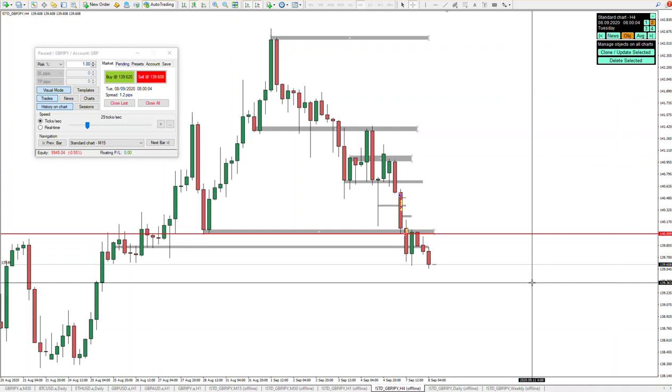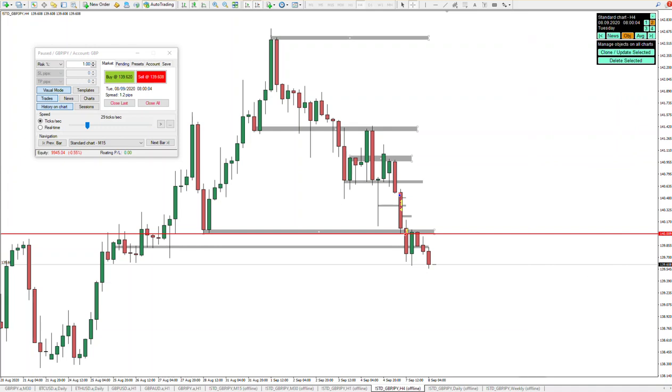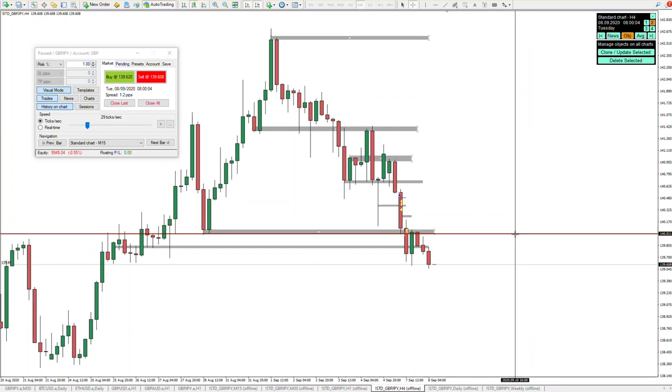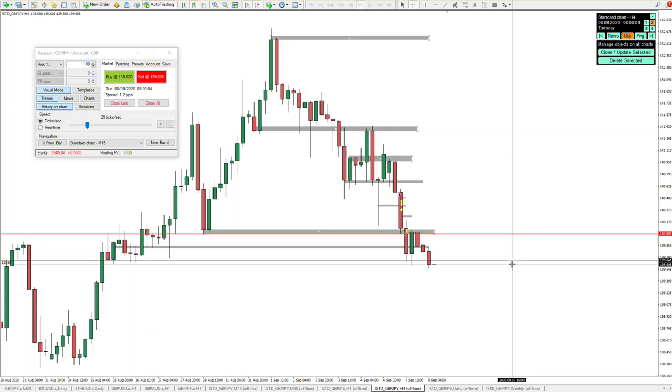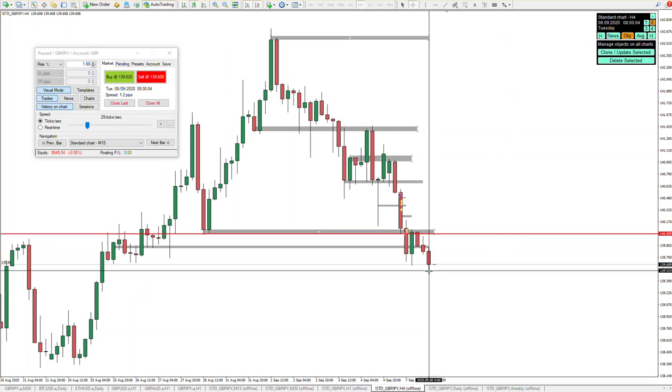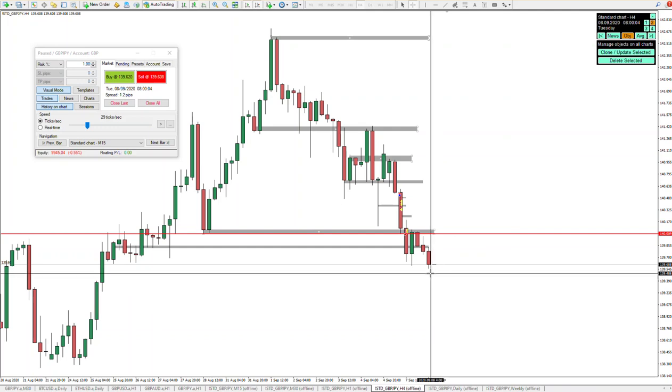So this is Tuesday, 8 o'clock. That's 2 hours before London opens, 1 hour before even Frankfurt opens, 7 o'clock my time. This is the new H4 candle. The previous candle just closed.